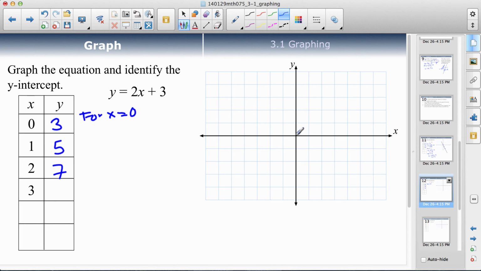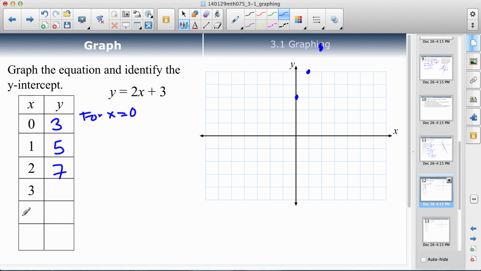So (0, 3). 0, 1, 2, 3, right there. 0 left or right, up 3. (1, 5): 1, then 1, 2, 3, 4, 5, right there. And (2, 7): 2, and 4, 5, uh-oh, 6, 7, somewhere up there. I don't know if that's perfect or not. Maybe I should have done one on this side.